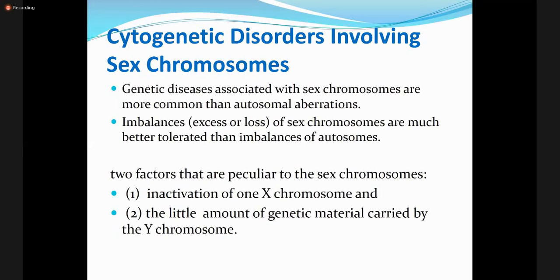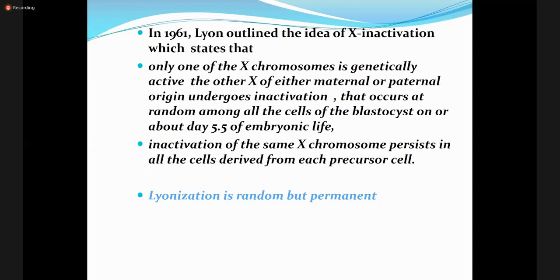So what is X inactivation? Only one of the X chromosomes is genetically active. The other X, of either maternal or paternal origin, undergoes inactivation. That occurs at random among all the cells of the blastocyst at about day 5.5 of embryonic life. Do I need to explain this process of lyonization, or do you understand it already? Because this was studied in your first year, I think. Lyonization was very clearly mentioned and explained in the first year: what is random inactivation of the X chromosome, what is the significance, why it is necessary, and how it balances. Okay.